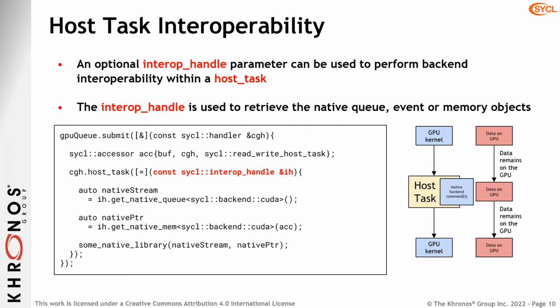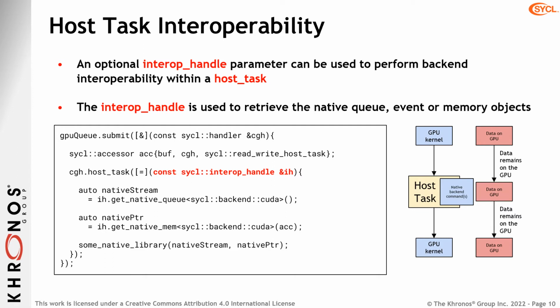As we saw earlier, host task also provides some interoperability capabilities. To access these, you simply call the host task function with the optional interop handle parameter. Using the interop handle parameter instructs the SYCL runtime that the host task function will be enqueuing commands to the native backend API.